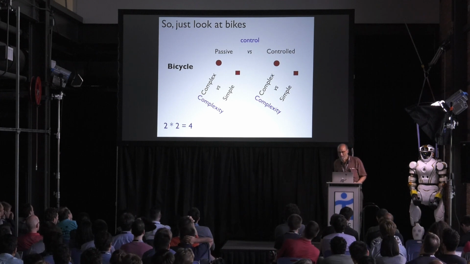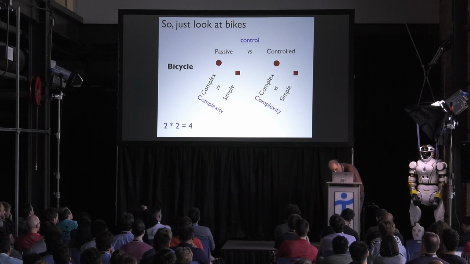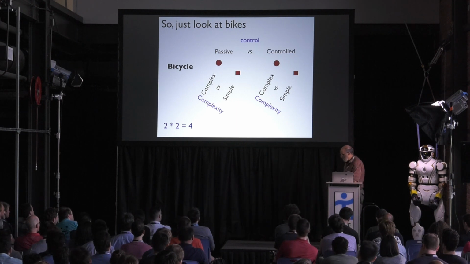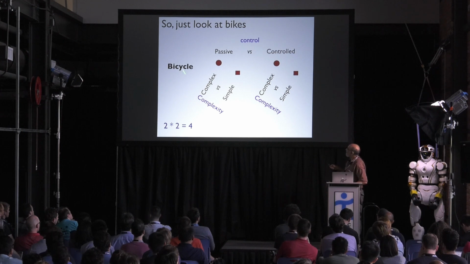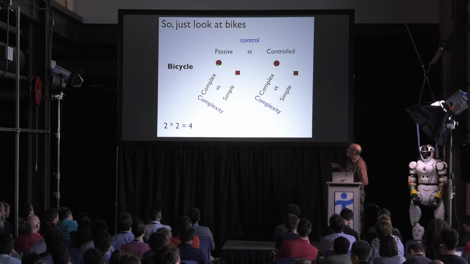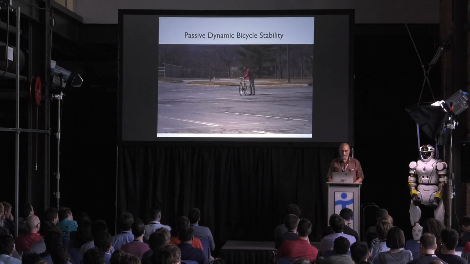Okay, so my claim on this slide is that where bicycles and walking were parallel worlds, passive and controlled are not parallel worlds. And so going from here to here is different in this world than going from here to here in that world. And I'm just going to do that a little bit by example.